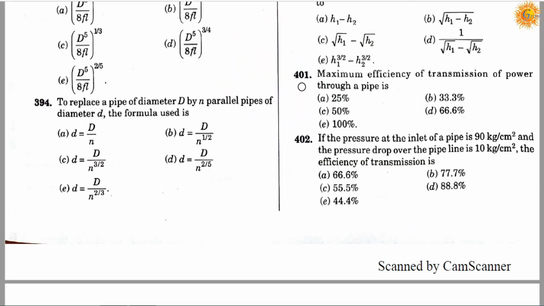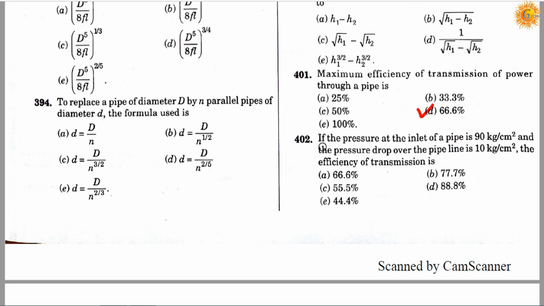Question number 401. Maximum efficiency of transmission of power through a pipe is: option A, 25%; option B, 33.3%; option C, 50%; option D, 66.6%; and option E, 100%. So the correct answer is D, it will be 66.6%.